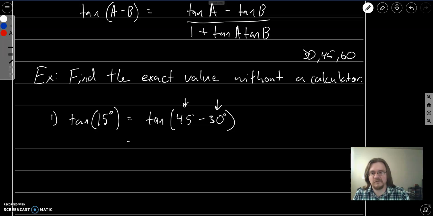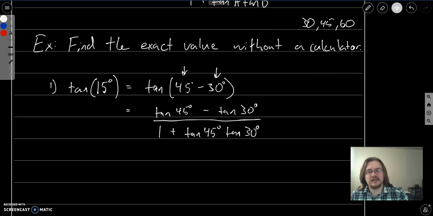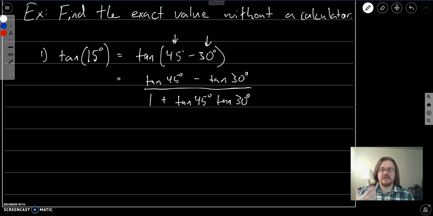So using our formula, this is going to be the tangent of a 45 degree angle minus the tangent of a 30 degree angle all over 1 plus the tangent of a 45 degree angle times the tangent of a 30 degree angle. And here we'll just have to remember what these guys are, and maybe it's a little bit hard at times. So we can draw some pictures.